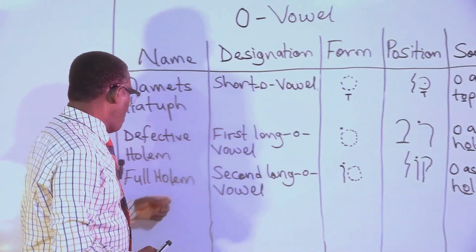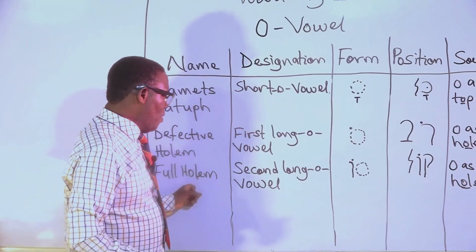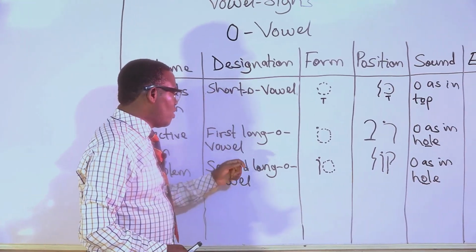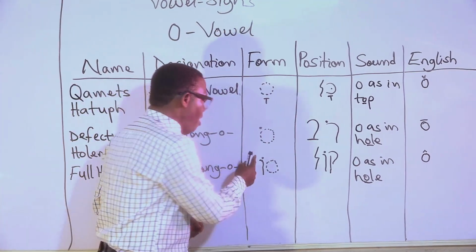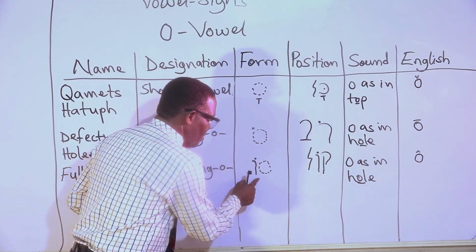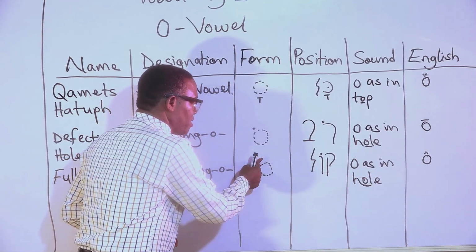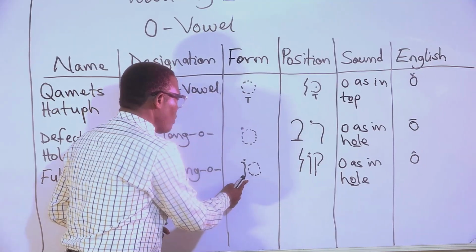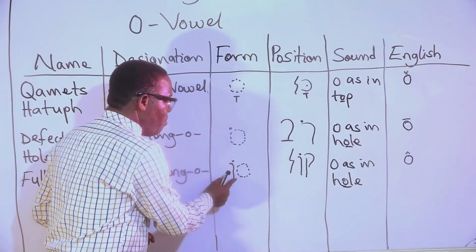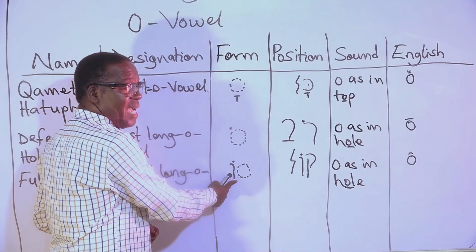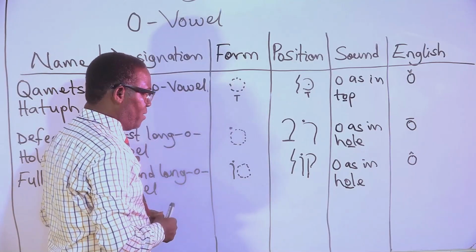The third one is called full olem. It is the second long vowel in Hebrew. And this is the form. The form combines wa with dot, or to say wa with defective olem. This is the form of full olem. That's why we call it full olem. And the other one that is not full, we call it defective.